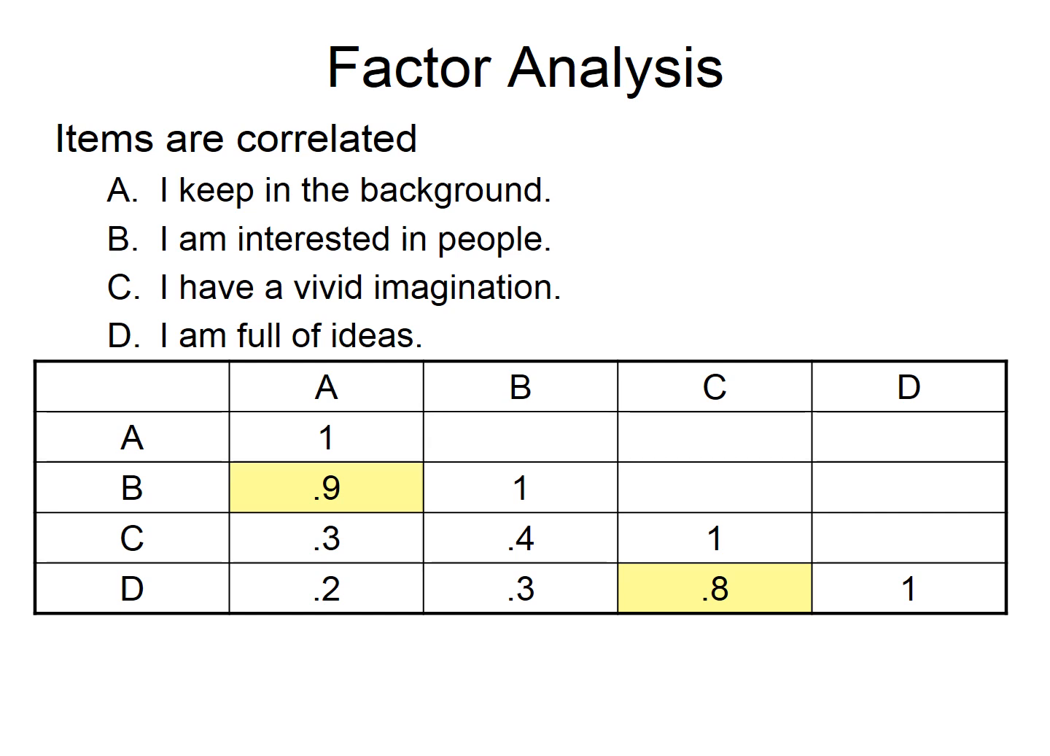I have a vivid imagination and I'm full of ideas. Again, we see .8, highly related. So now notice, though, that I keep in the background is not related to I have a vivid imagination. I'm interested in people is not highly related to I'm full of ideas. So you can start to just look visually and see there's some of these items cluster together, A and B and C and D, and other items do not cluster together. Now, this is pretty simple because we only have 4 items. Factor analysis allows us to look at this in a much bigger picture with much larger numbers of items.